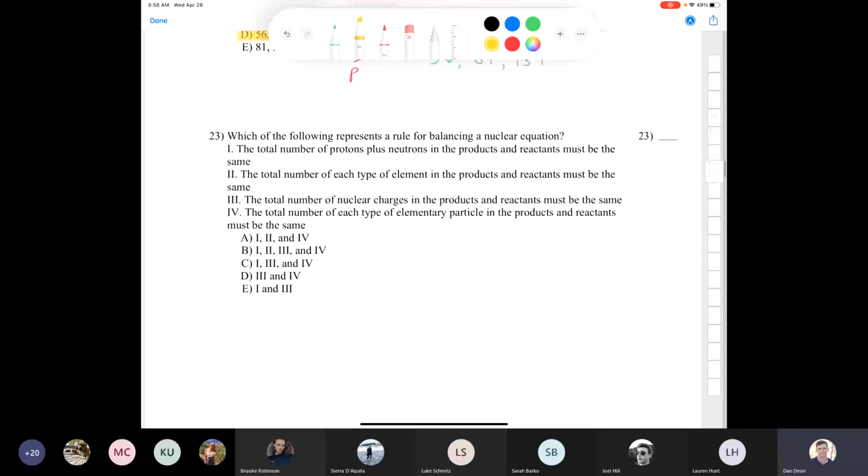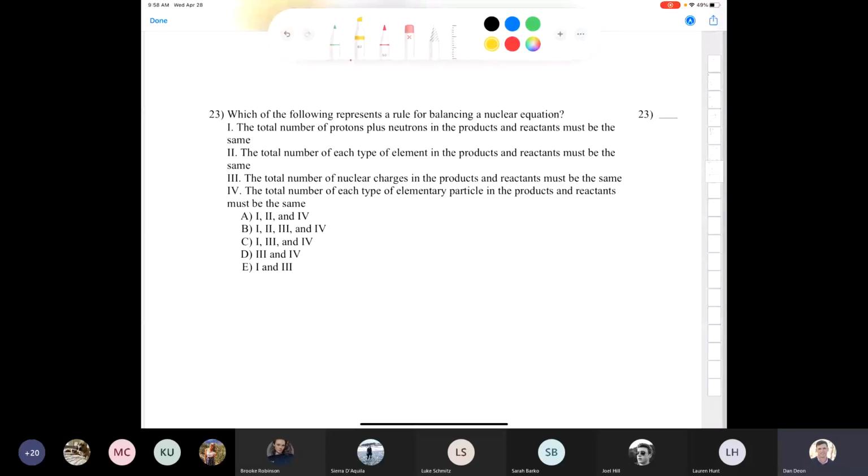Question 23 is something that we went over in class. It says, which of the following represents a rule for balancing a nuclear equation? We spent quite a bit of time balancing some nuclear equations, and I also assigned some questions from the textbook that deal with balancing nuclear equations. The total number of protons plus neutrons in the products plus reactants must be the same. This is absolutely true. 100% true. Number 2, the total number of each type of element in the products and reactants must be the same. Well, that's not true, because the whole point behind nuclear chemistry is changing the identity of elements, which is something that we didn't do in all the other chapters, but that's what we can do in nuclear chemistry.